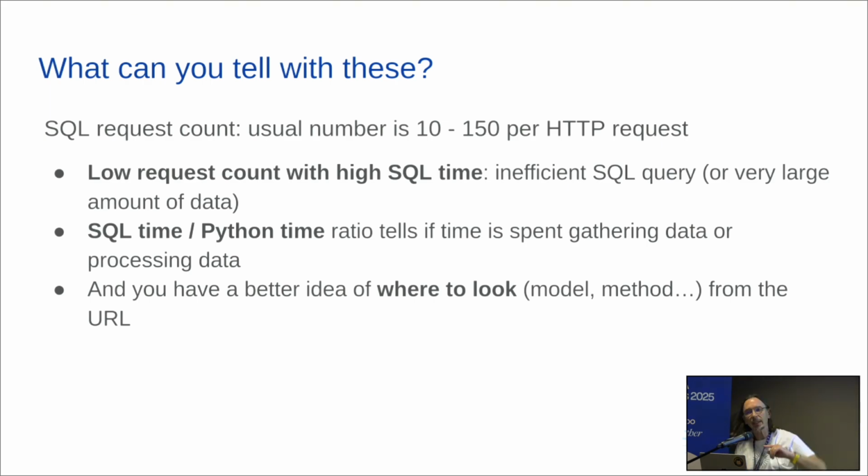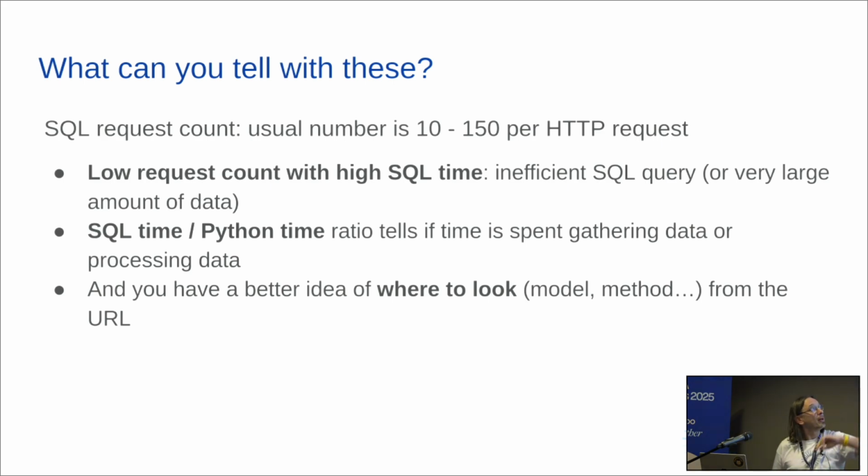So, what can you tell with these numbers? Typical count of SQL queries is between 10 and 150, something like that. Okay, 100 requests, and you can see the impact of the network latency between your Odoo server and your SQL server. If it's 1 millisecond, you have already 1/10 of a second spent just in the communication between Odoo and the server.